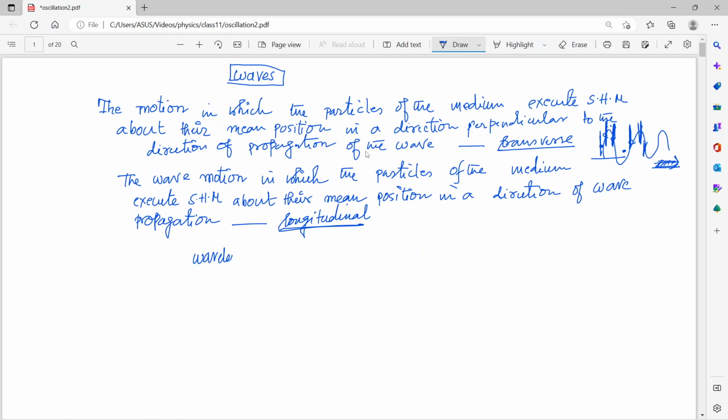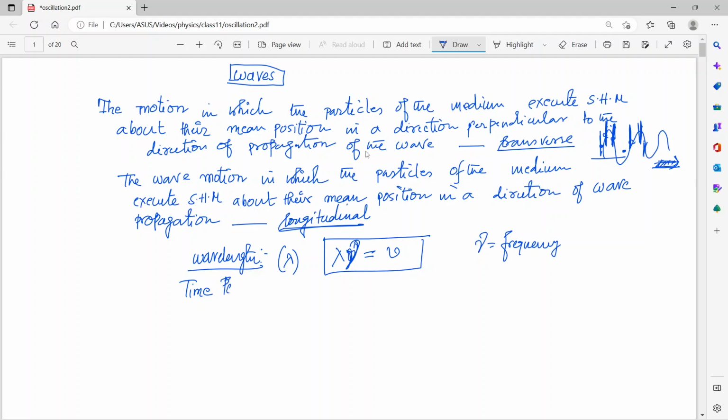One thing that you already know: the wavelength is generally denoted by lambda. Lambda multiplied by the frequency will give you the velocity, that you know. There are other terms, time period and frequency. Frequency is denoted by mu, and somewhere by n, whatever it is, all are the same. And you know, time period equals 1 by frequency, right?